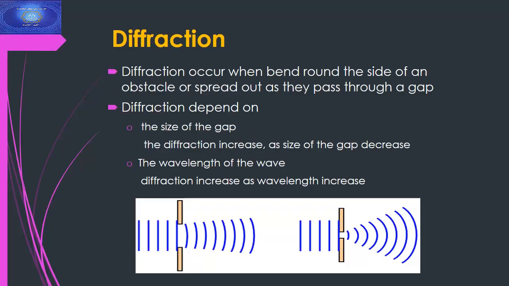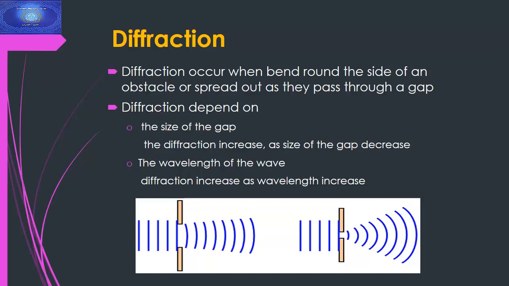The last effect of waves is diffraction. Diffraction occurs when waves bend around the side of an obstacle or spread out as they pass through a gap. We have two factors affecting the diffraction. First one, the size of the gap. Second one is the wavelength of the wave.